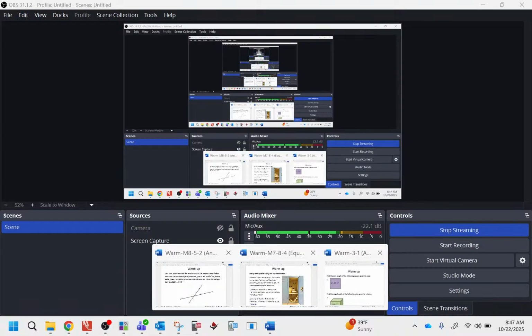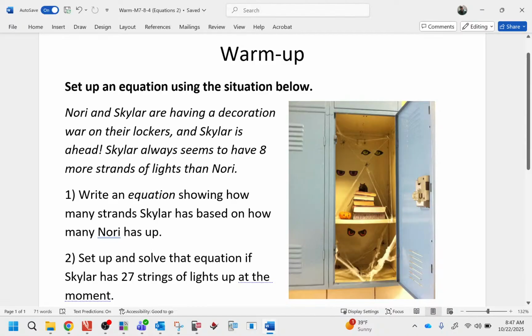So here's your warm-up, those of you at home. Nori and Skylar are having a decoration war on their lockers, and Skylar's ahead. Skylar always seems to have 8 more strands of lights than Nori. Write an equation showing how many strands Skylar has based on how many Nori has up. Set up and solve an equation if Skylar has 27 strings of lights up at the moment, which I don't know how you'd fit in your locker. You just kind of have to cram it in there.